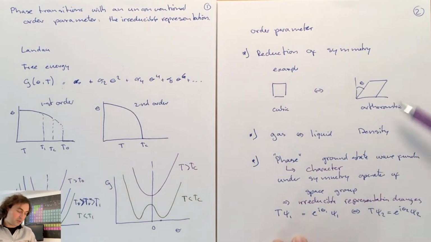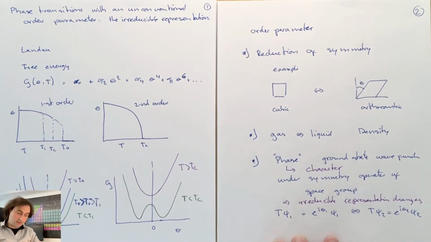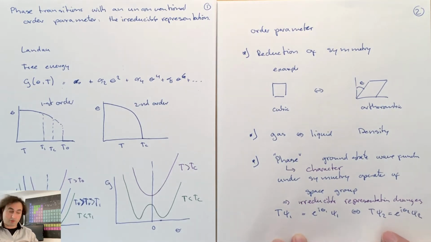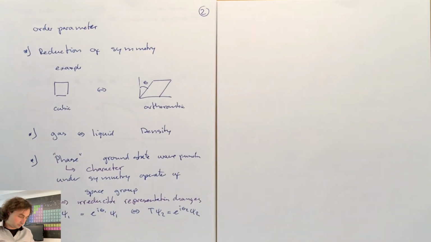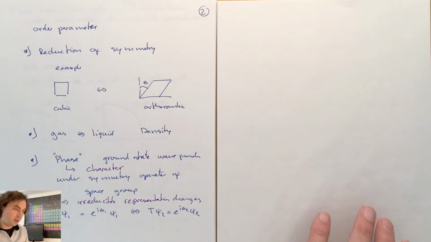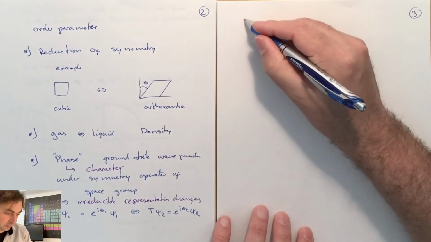So in the standard case, it is the space group of the Hamiltonian that changes, but we can also have a case where the space group of your Hamiltonian stays the same, but the irreducible representation of the ground state wave function changes in that system.